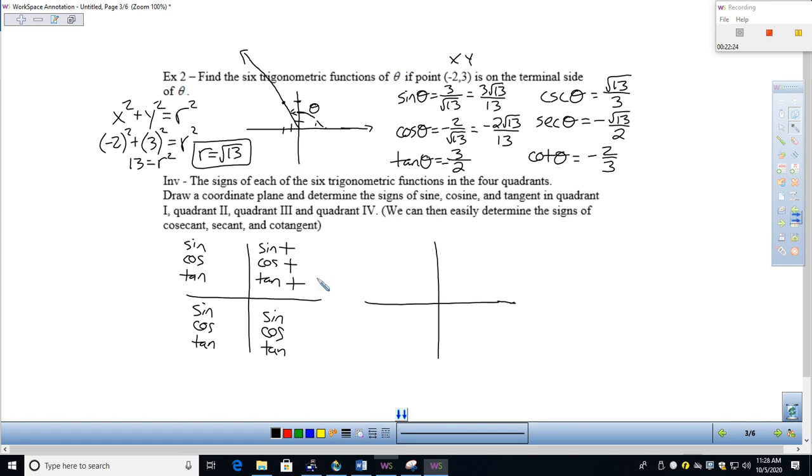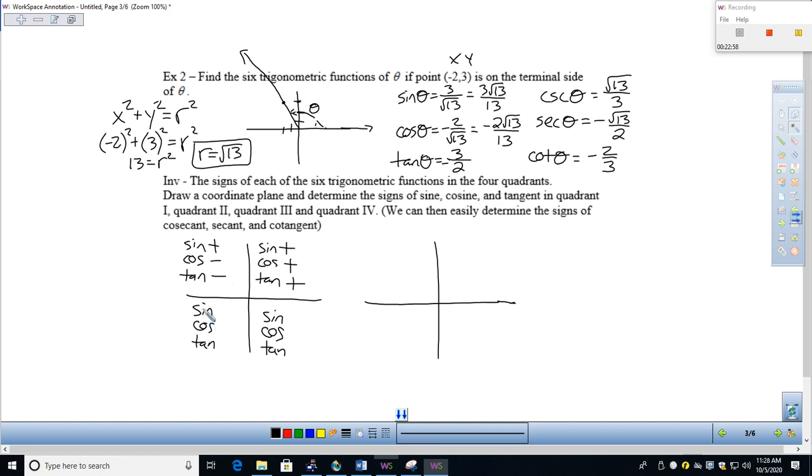Now let's move into quadrant 2. Quadrant 2, sine, so positive y, because I'm going vertical, right? Can you see it now? Positive y over positive r, it's positive. Cosine, quadrant 2, guys, so we're going to the left, so negative x over positive r. Cosine's negative. Tangent, so we have a positive y over a negative x. Positive y over negative x is negative. All right, who's 6 for 6?